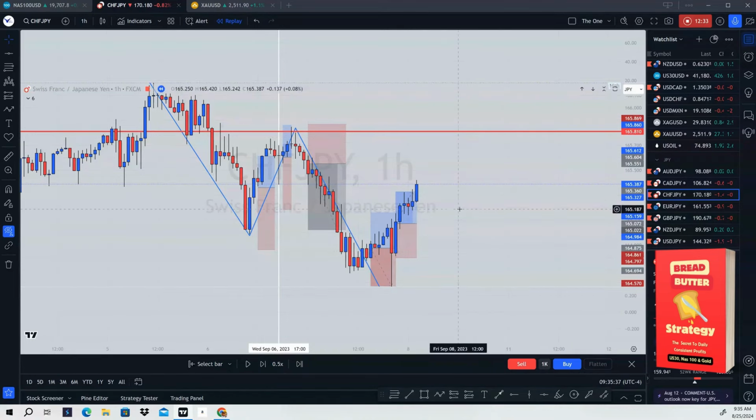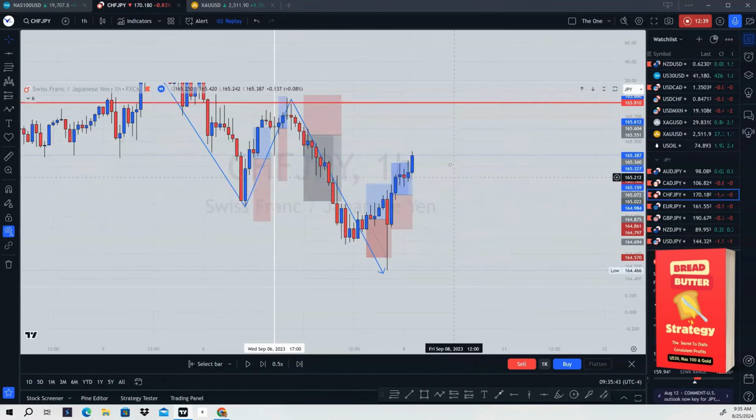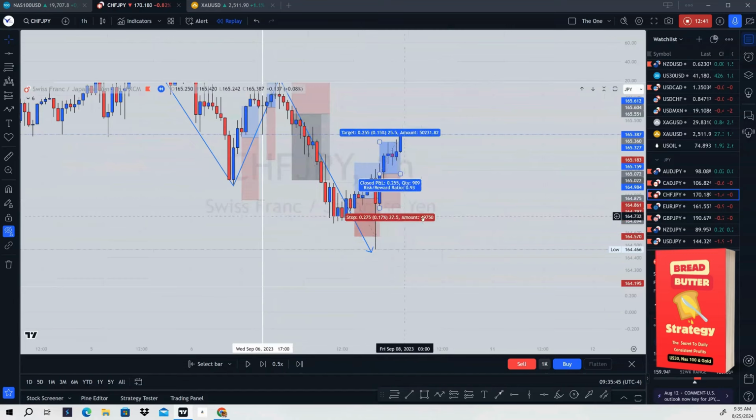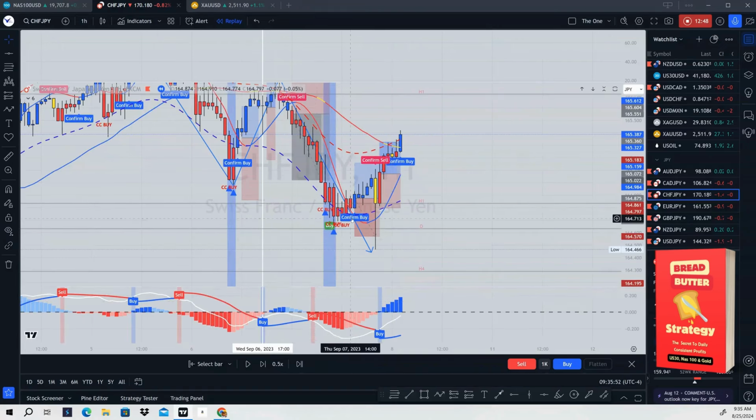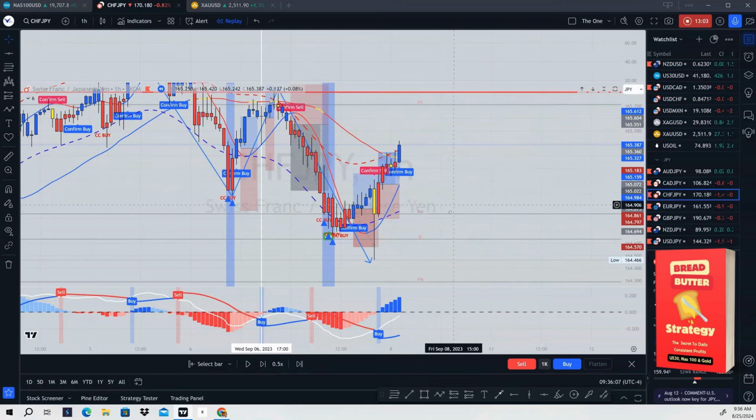Okay, so now what we want to do is wait for a confirmation sell. So here's our entry with the confirmation buy. Here's our entry with the MACD buy. You guys see that? Confirmation buy entry, MACD buy entry. See, either or is fine because you're confirming that price wants to go in that direction. Okay, so let's see what happens here.